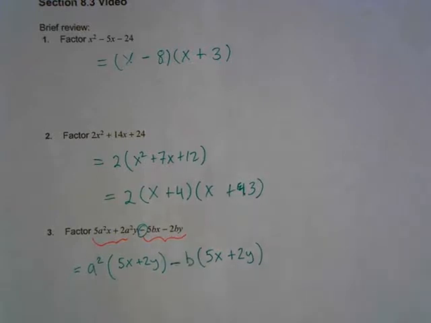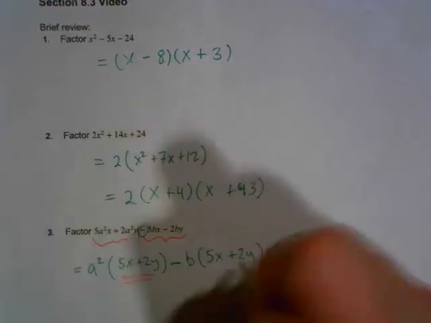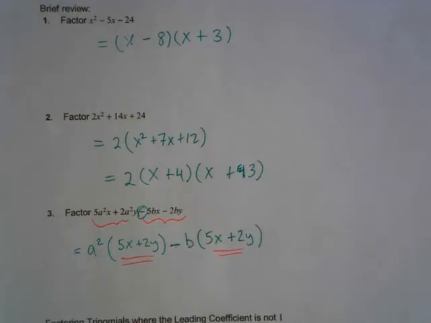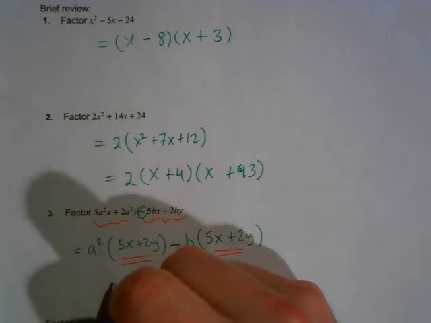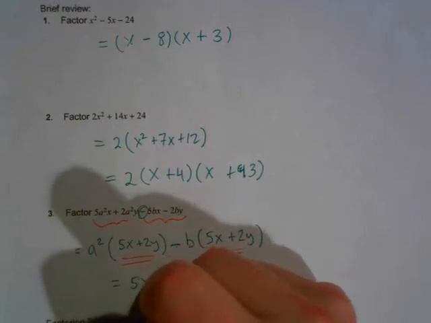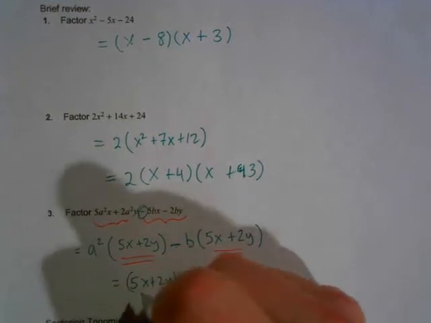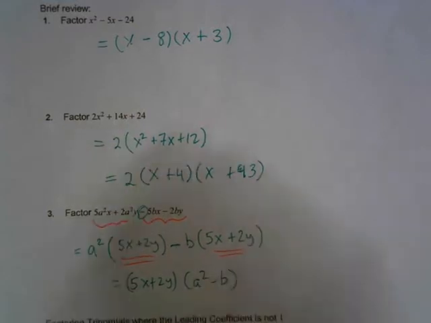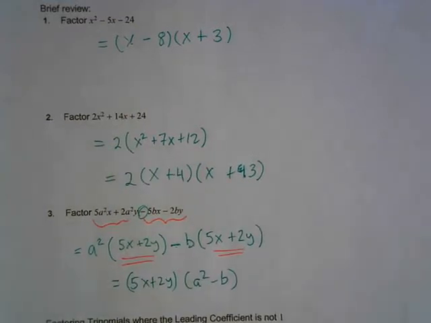Alright, if we were doing things correctly, those two parentheses should match up perfectly, and they do. So we can go ahead and factor that out as our common factor, 5x plus 2y. And then left over is a squared minus b. Okay, so we're going to combine all three of those thoughts into a new type of factoring that we're going to do today.